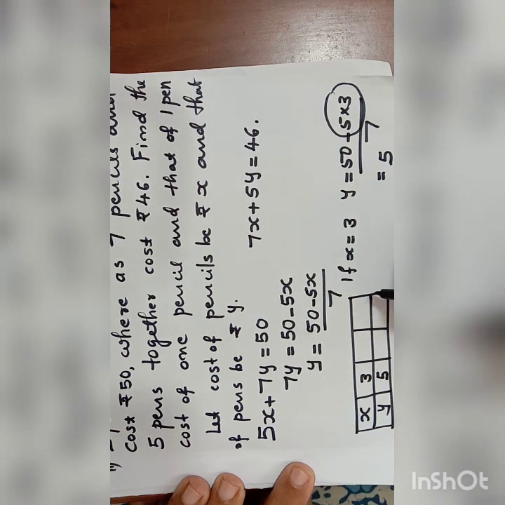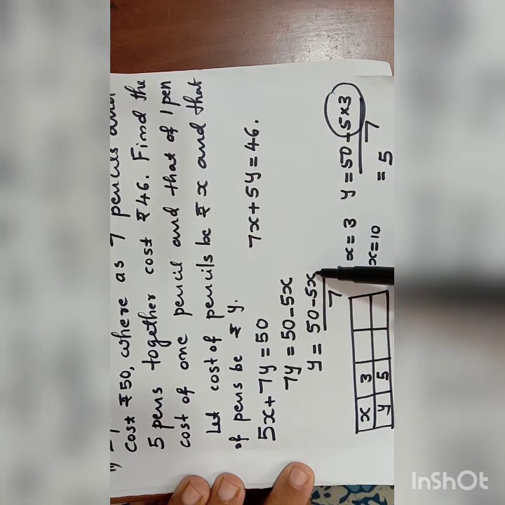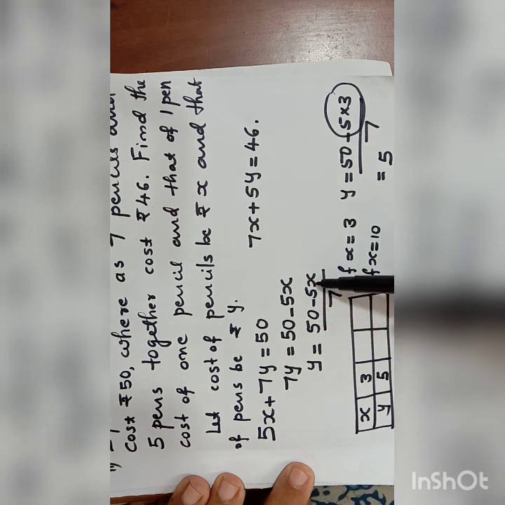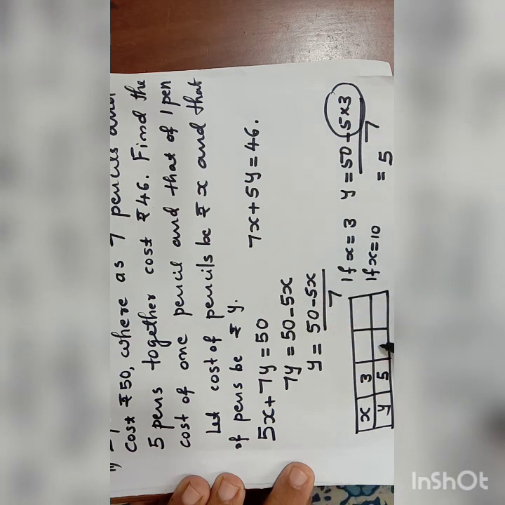Similarly, we have to find out if x is equal to 10, what do we get? If x is equal to 10, 5 into 10 is 50. 50 minus 50 is 0. 0 by 7 is 0. The y value will be 0. The x value will be 10.